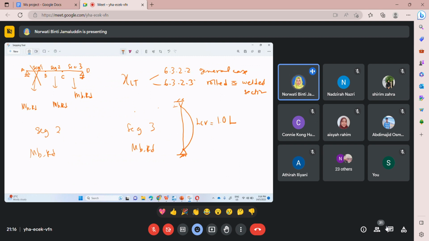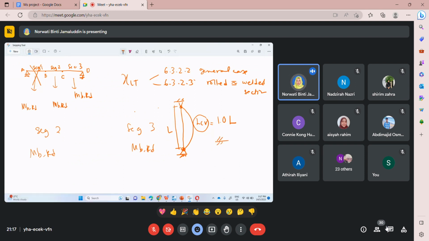What is the difference between LCR and L? LCR is the buckling length, panjang buckling. L is the span between restraint to restraint. That is L. L adalah panjang dari restraint ke restraint, sedangkan LCR adalah panjang buckling.